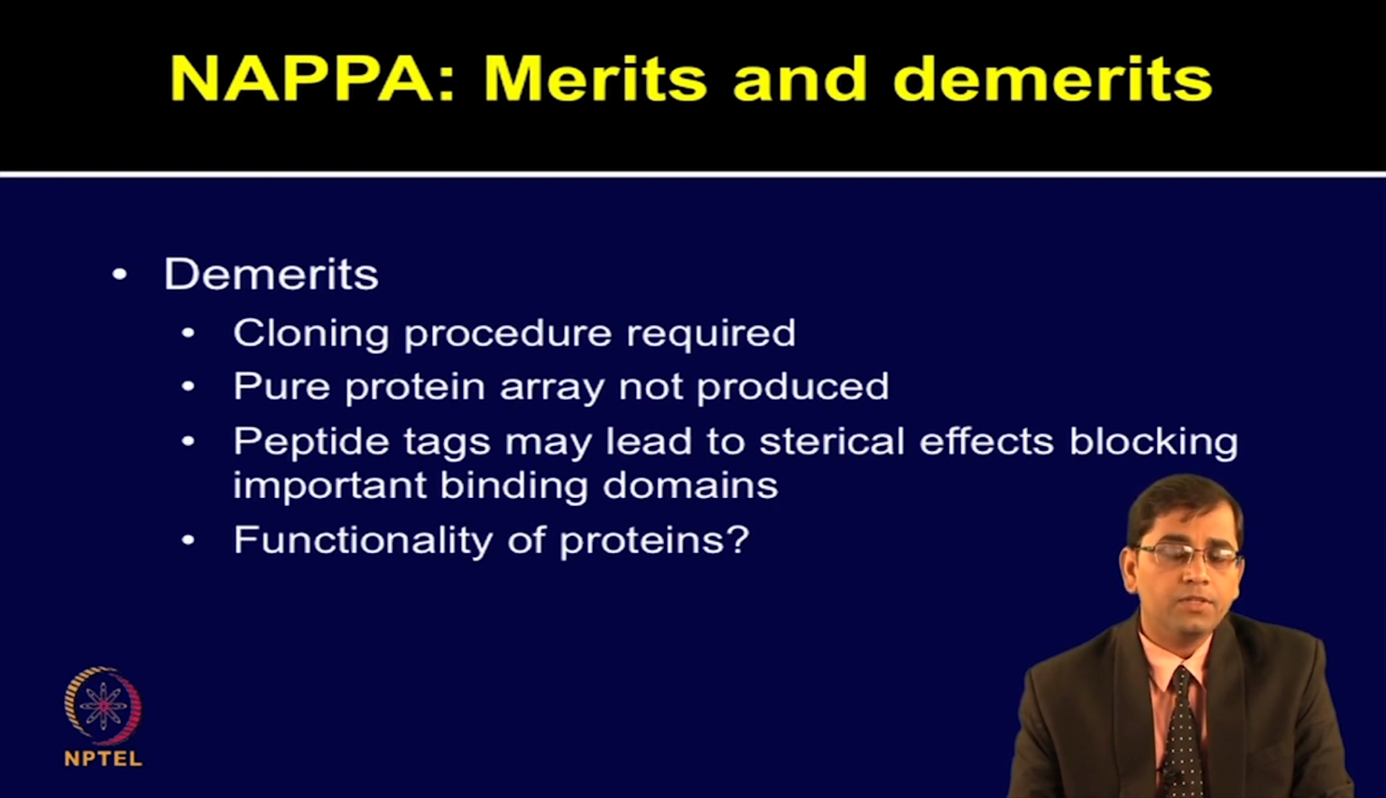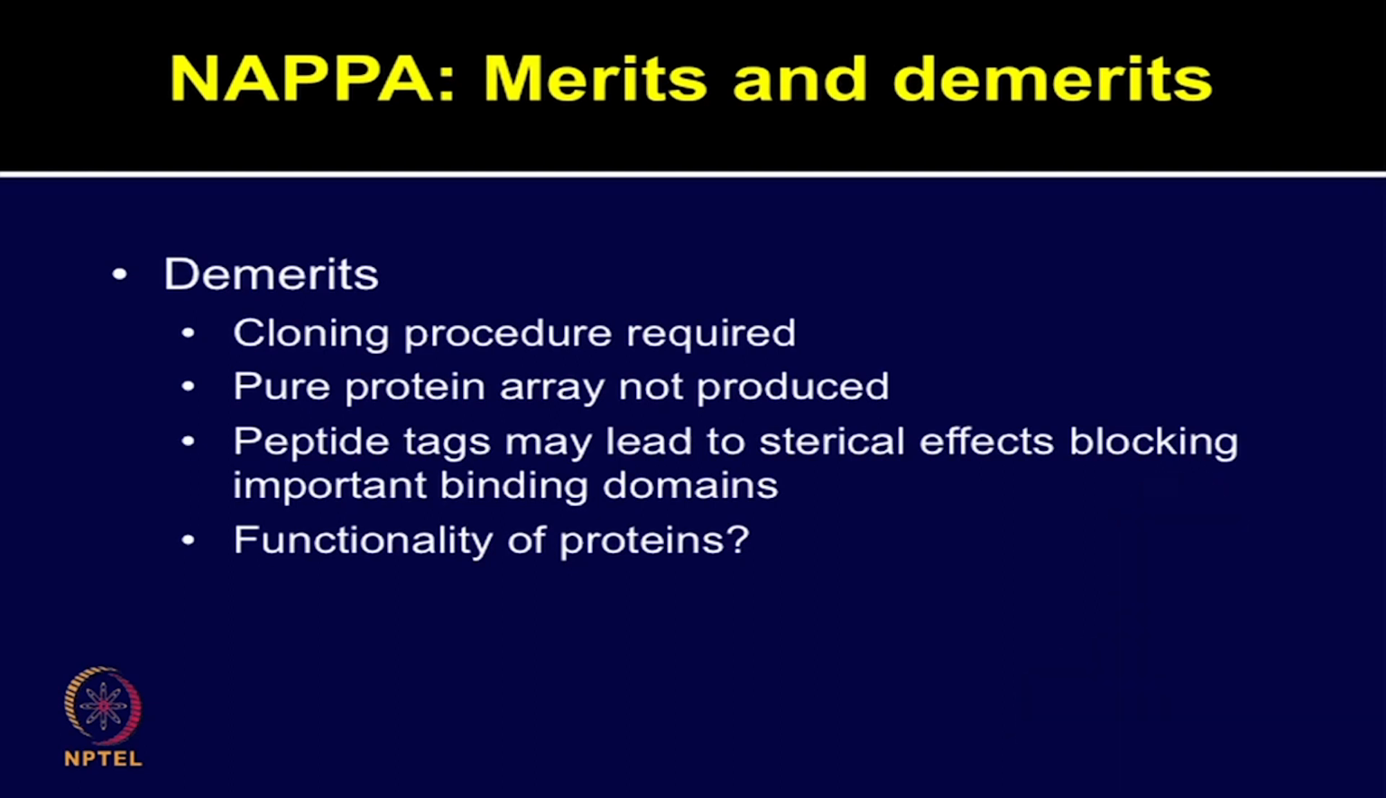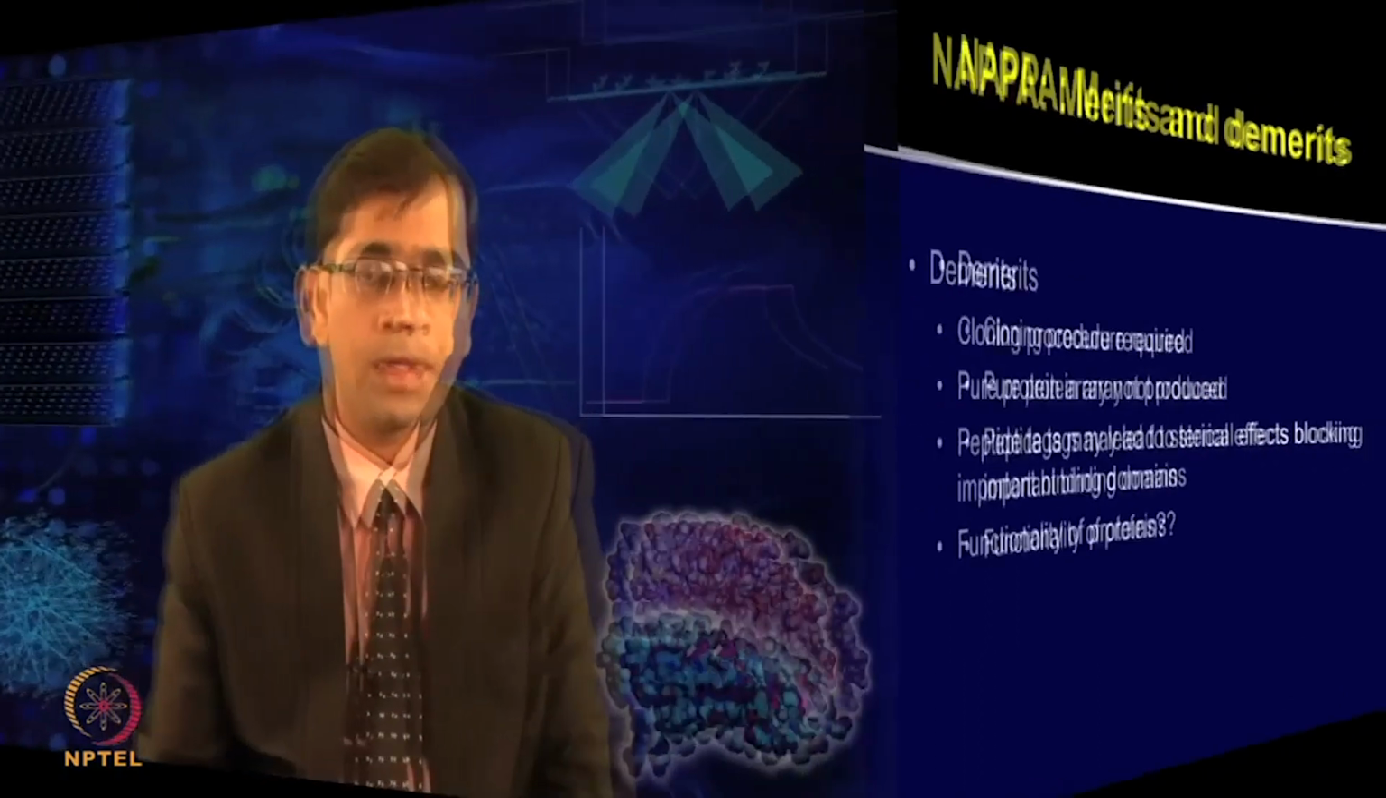The peptide tags which are added for the capturing procedure may lead to steric hindrance blocking, which could be important for binding domains. The functionality of the proteins still remains a question for any of the cell-free expression based methods. So, NAPPA method provides various applications similar to other test protein arrays, including detection of interaction with proteins and other biomolecules. Let us now discuss the working principle of NAPPA in this animation.